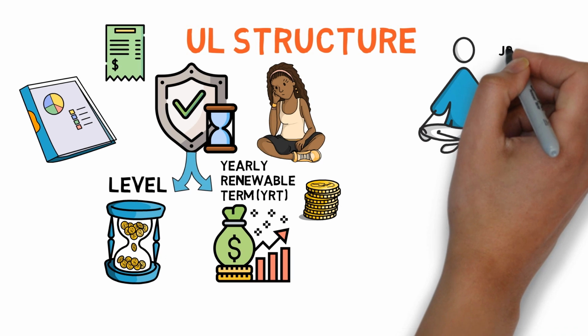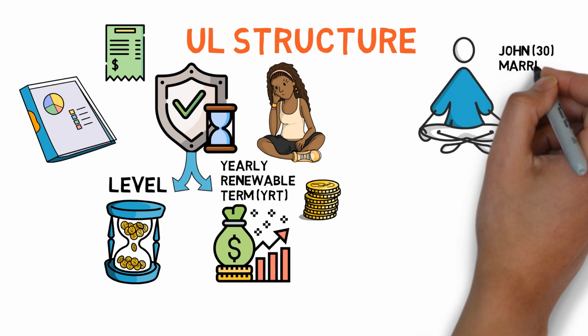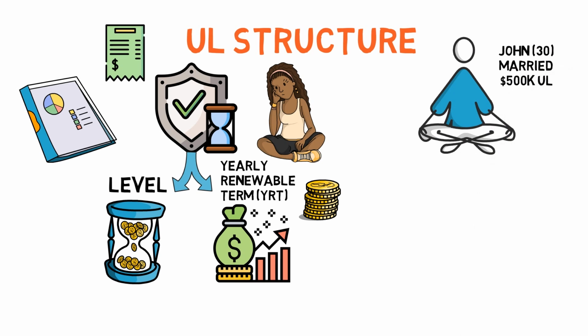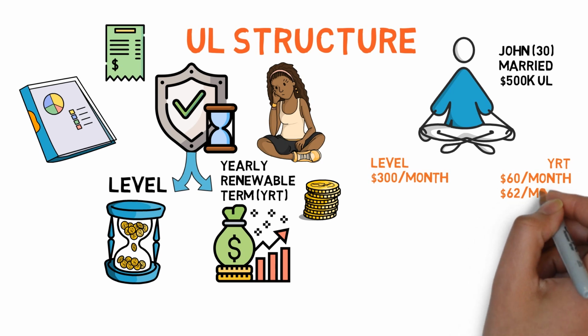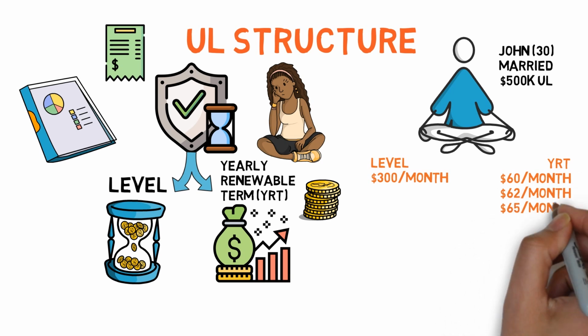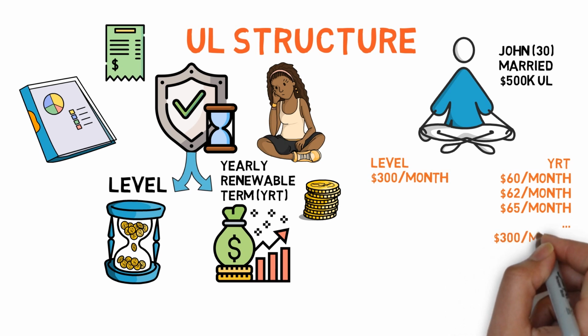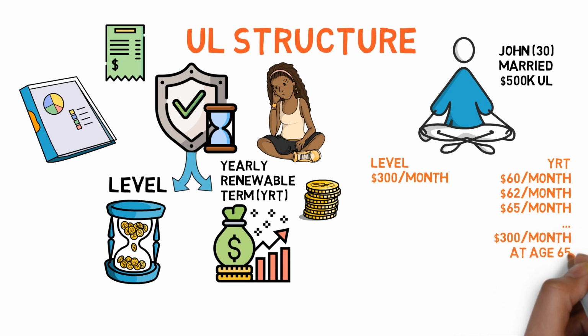Let me give you an example. John is 30 years old, married. He wants universal life insurance because he has the flexibility and he can choose how much he wants to put in. For a level universal life insurance, the cost for $500,000 is around $300 per month. If John chooses YRT, the cost starts at $60 per month for his current age, and the year after is around $62, and the year after maybe around $65 per month. Yes, the cost of insurance keeps increasing, but it takes John to reach age 65 to start paying $300 for the cost of insurance. So which one should you choose, level or YRT?